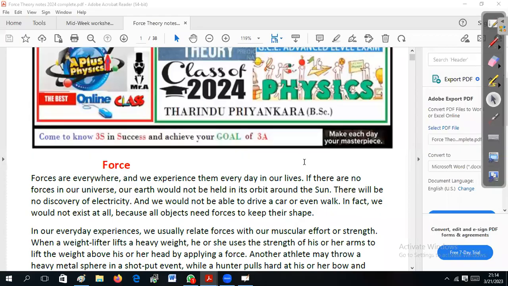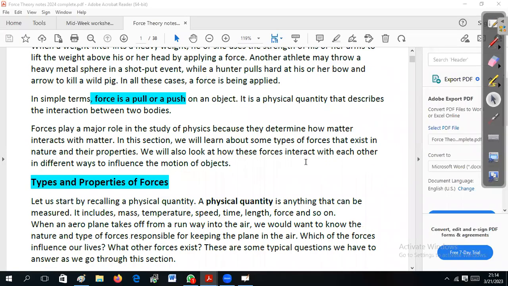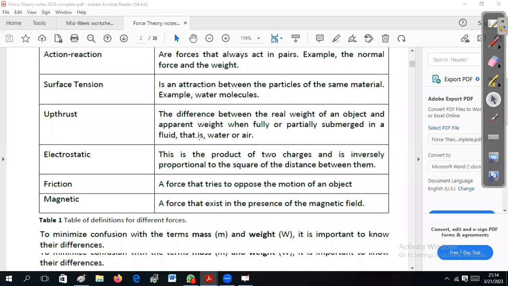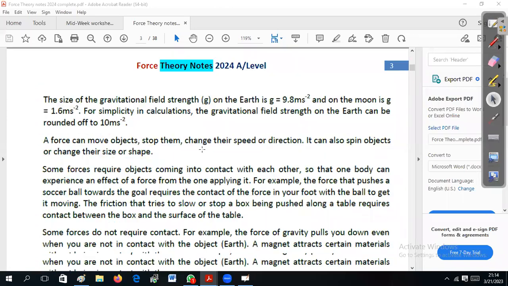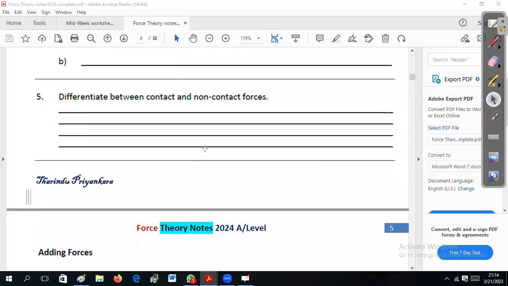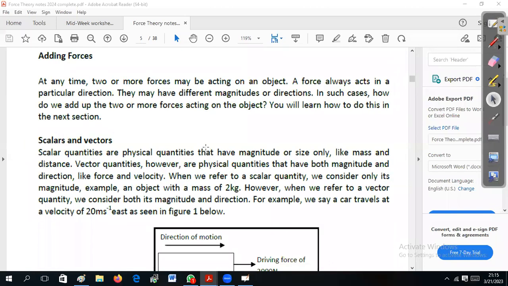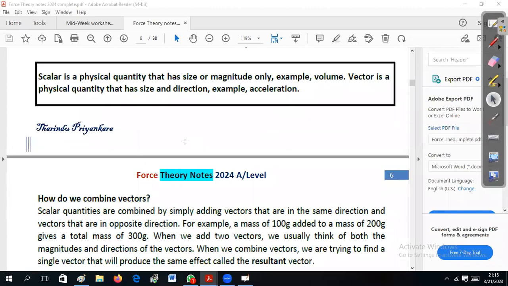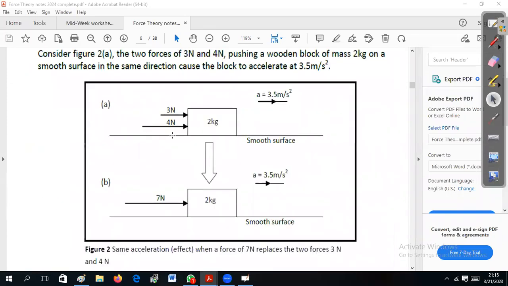Okay. Move to this tube. Types of forces, thrust, electromagnetic. I explained these things already so far. Adding forces and subtracting forces. I gave a lot of notes since I have no intention to teach you.